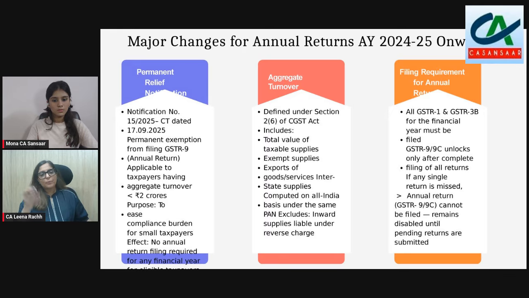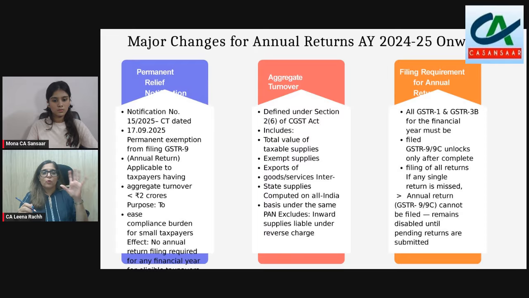The point to be noted over here is we are talking of aggregate turnover. The same was the condition in past years as well. Aggregate turnover will include your export supplies, exempt supplies, and supplies under the same PAN all over the country.